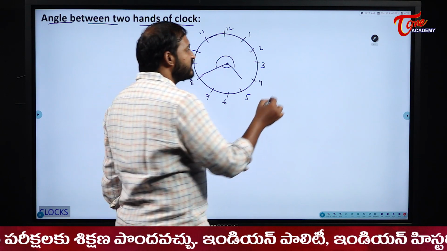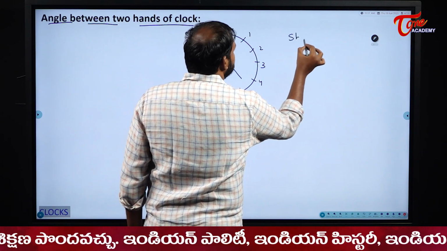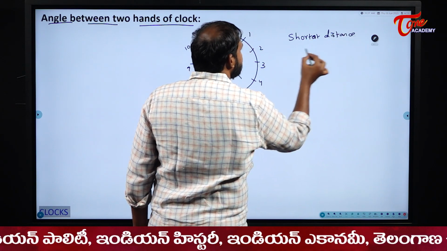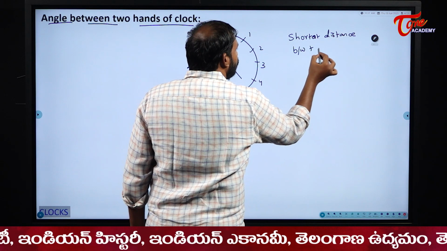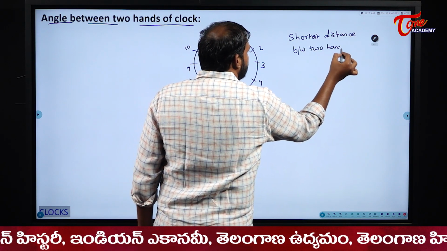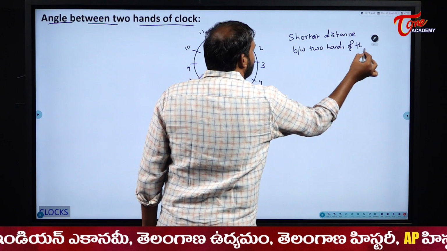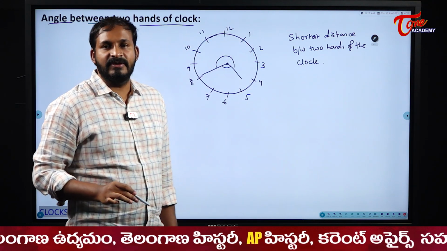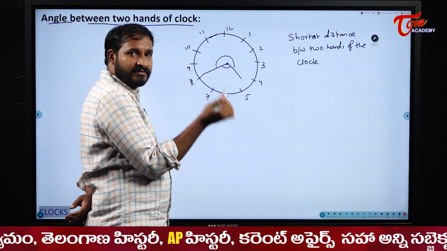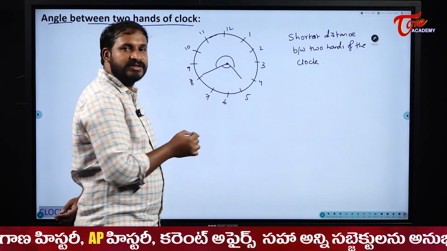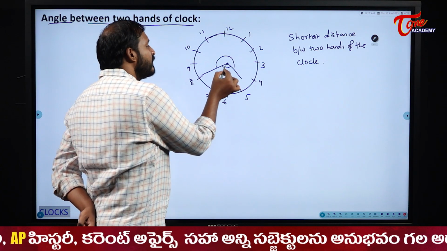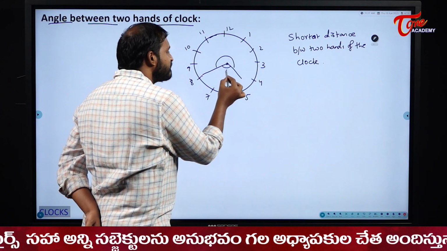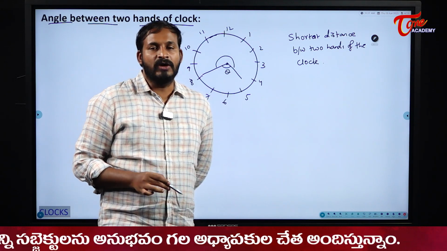Because of that reason, the angle between two hands of the clock means the shortest distance between two hands of the clock. We will consider that one as the angle between two hands of the clock. By observation here, students, which angle is more and which one is the shortest one? This is the shortest one when compared to this one. So, we should consider this as my theta, the angle between two hands of the clock.